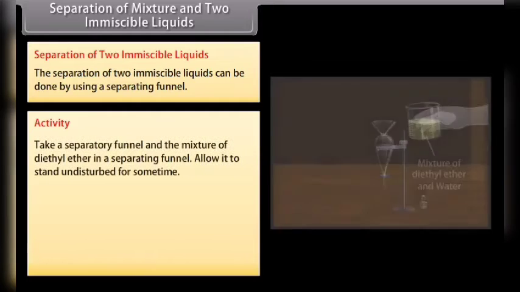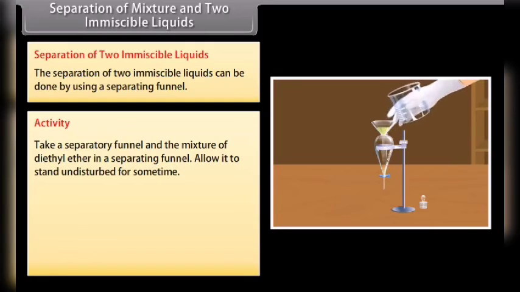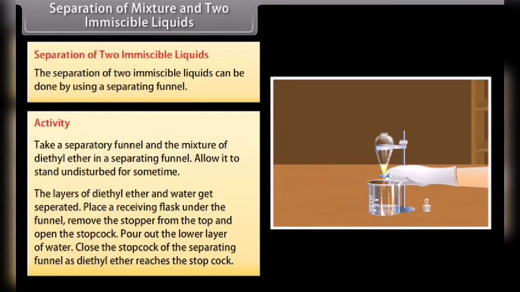Activity. Take a separating funnel and the mixture of diethyl ether and water in the separating funnel. Allow it to stand undisturbed for some time. The layers of diethyl ether and water get separated. Place a receiving flask under the funnel, remove the stopper from the top, and open the stopcock. Pour out the lower layer of water. Close the stopcock of the separating funnel as diethyl ether reaches the stopcock.